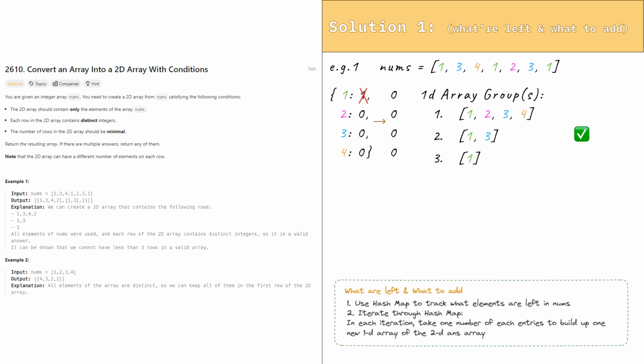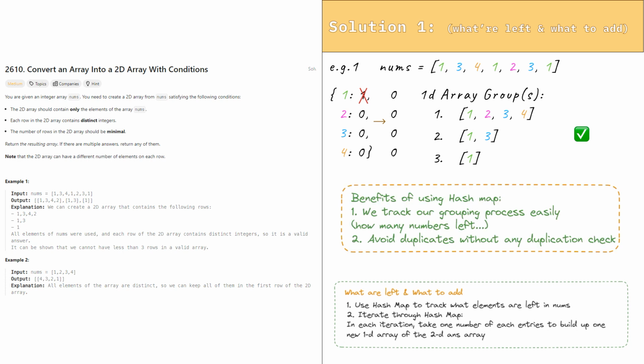Now we can see there is still a 1 left in our hash map, so we can just add a 1 to our third 1D array, and thus these 3 1D arrays formed our 2D array as the answer. This example demonstrates the benefit of using a hash map. We track our grouping process easily, how many numbers are left in our input array. Also, we avoid duplicates without any duplication check. Great! We have now successfully solved a test case with our solution number 1.